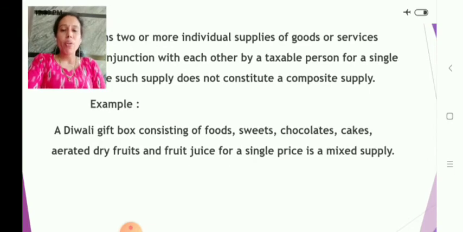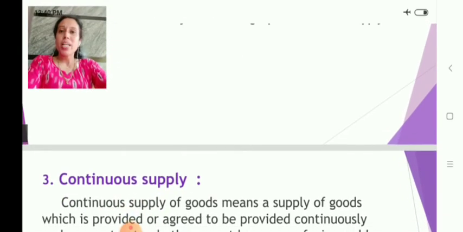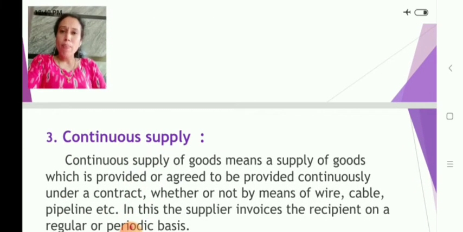Okay, I have given one example here. Diwali gift. You purchase a Diwali gift. In that it contains foods, sweets, chocolates, cakes, soft drinks, fruit juice, etc. So all these are separate products, different products, but they will be bundled in the same package. Right? So such kind of product supply is considered as what? Mixed supply.